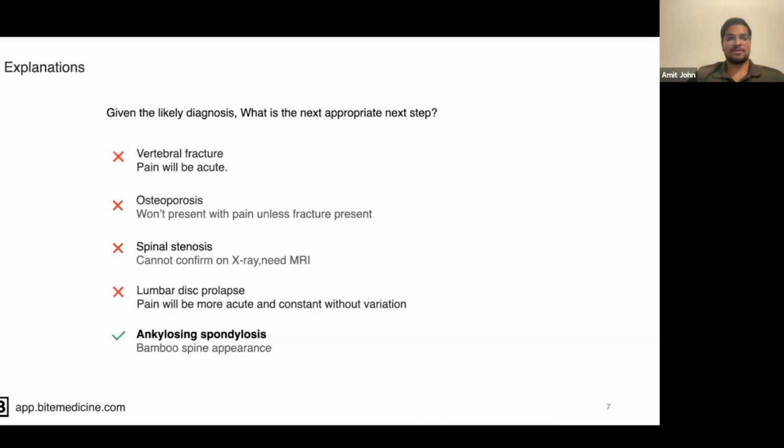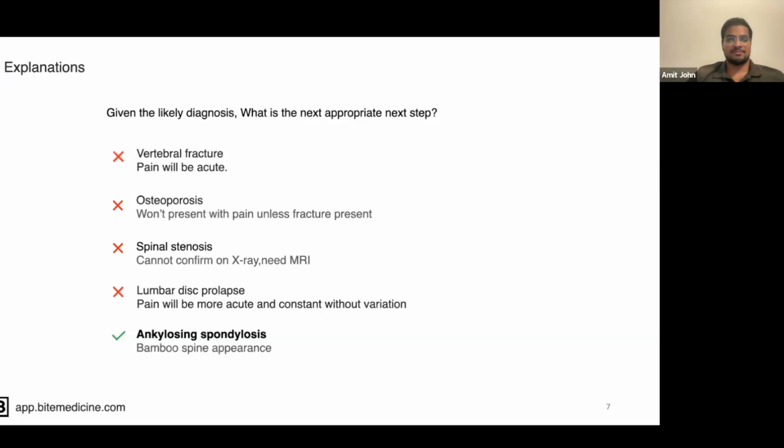And then spinal stenosis, again, you can't confirm spinal stenosis with an X-ray. You need an MRI, but it is a good differential. And then this lumbar disc prolapse is similar to vertebral fracture. It's just not going to have any diurnal variation. It's going to be more acute.